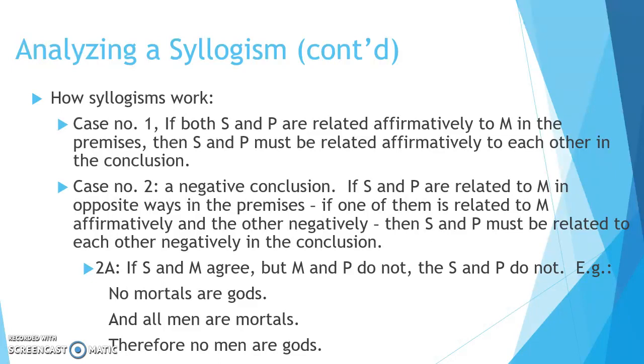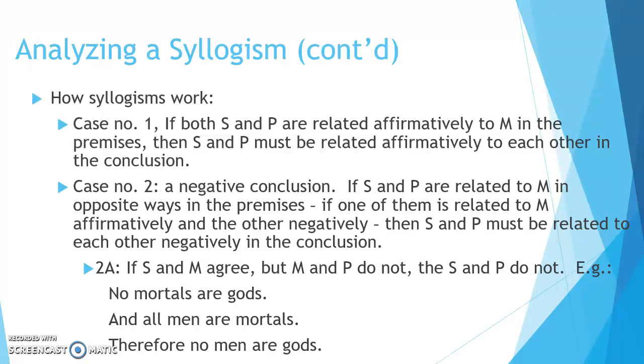How do syllogisms work? Well, in case number one, if both S and P are related affirmatively to M, the middle term, in the premises, then S and P must be related affirmatively to each other in the conclusion. In case number two, a negative conclusion, if S and P are related to M, the middle term, in opposite ways in the premises, if one of them is related to M affirmatively and the other negatively, then S and P must be related to each other negatively in the conclusion. So you have two different situations here.